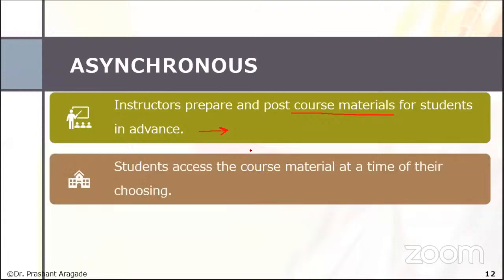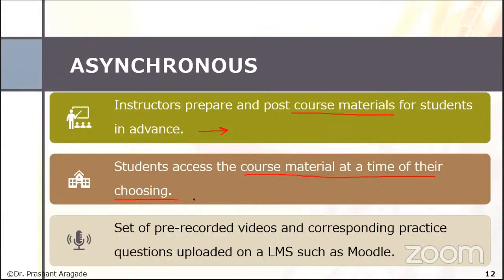So what happens? Students will have access to that particular course material at their own time, at their own pace, isn't it? So there are no restrictions on students accessing that course material. Whenever they find good bandwidth or a good network, at that time they will download the materials and access that particular course material, isn't it?